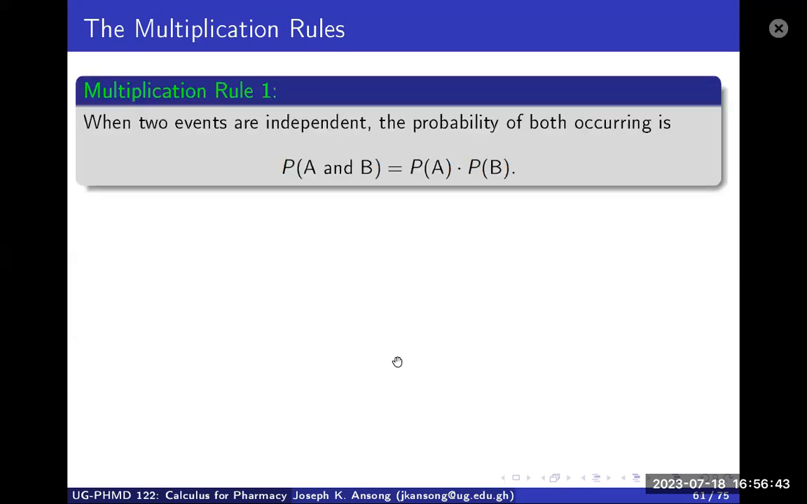So the first rule of multiplication says that when two events are independent, then the probability of both occurring is given by the product of the first probability multiplied by the other probability. The probability of A and B occurring is given by this product.